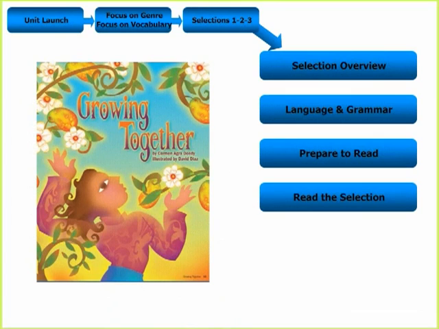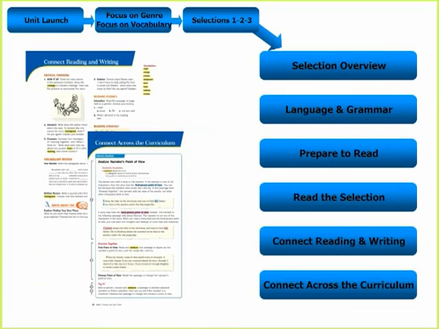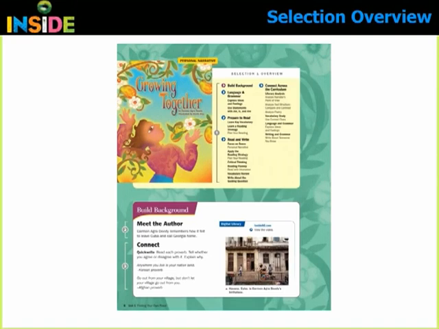Following the Prepare to Read lesson, it's time to read the selection. At the end of each selection, students deepen their understanding and extend their learning across the language arts through the Connect Reading and Writing and Connect across the curriculum lessons. We will now take a deeper look at each of these lessons. Turn with me to the selection overview for your current or next reading selection. The goal of the selection overview is to help build background for the students before they begin reading.